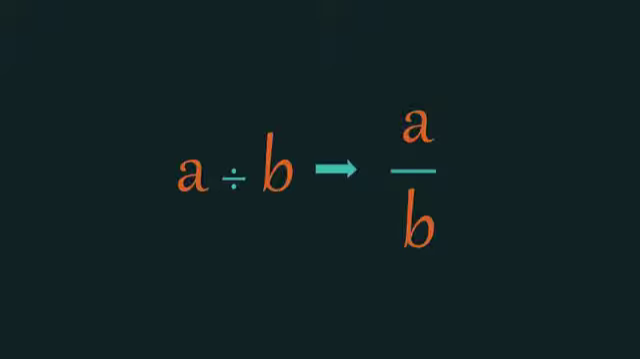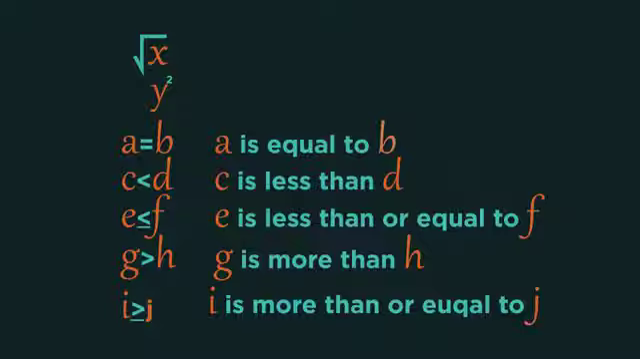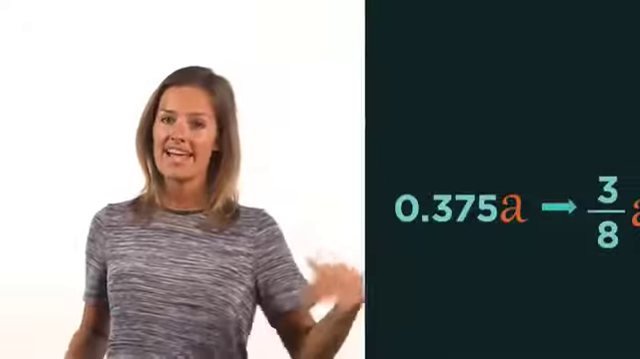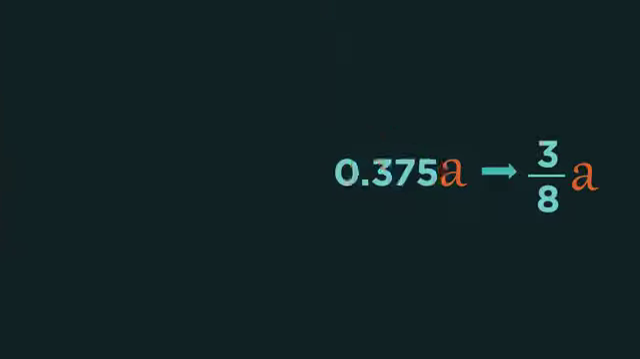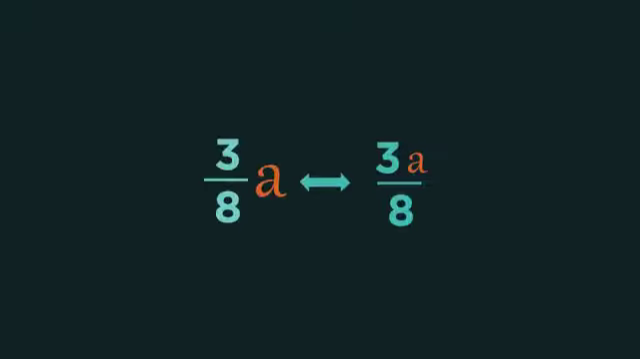Instead of the division sign, in algebra, we usually write it as a fraction. And then we still use everything else that you've probably come across in arithmetic. Another great habit to get into is to leave numbers as fractions rather than decimals. So 3/8 A rather than 0.375 A. On that note, these mean the exact same thing. You can write it whichever way you prefer.